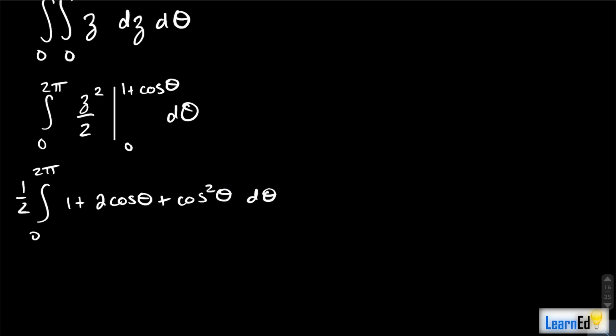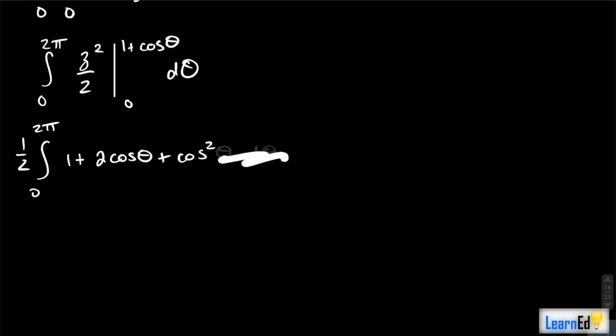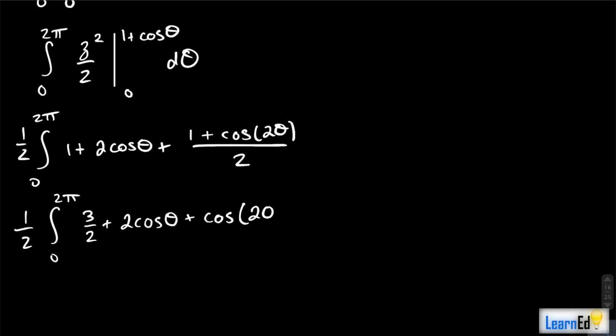Okay, so now we can just go through and integrate this, and to integrate the cosine squared theta, I'm going to rewrite it here as 1 plus cosine of 2 theta over 2, and you guys have seen that before, right? Which, and I'll make another line because I don't want to keep editing in case you are writing in pencil, which I assume most of you are. This will be 3/2 from the 1/2 right here, plus 2 cosine theta plus cosine of 2 theta d theta.